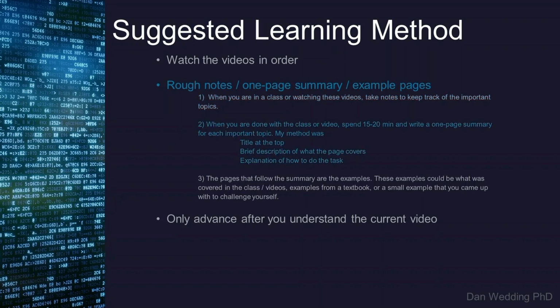When you're done with the video or the class, you should spend 15 or 20 minutes and write a one-page summary for each important topic. My method was a title at the top of the page, a brief description of what the page covers, and then an explanation of how to do the task. The pages that followed this summary would be examples. These examples could be what was covered in the class or the video, examples from your textbook, or more importantly, a small example that you came up with by yourself. You should only advance after you really understand the current video or class lecture.